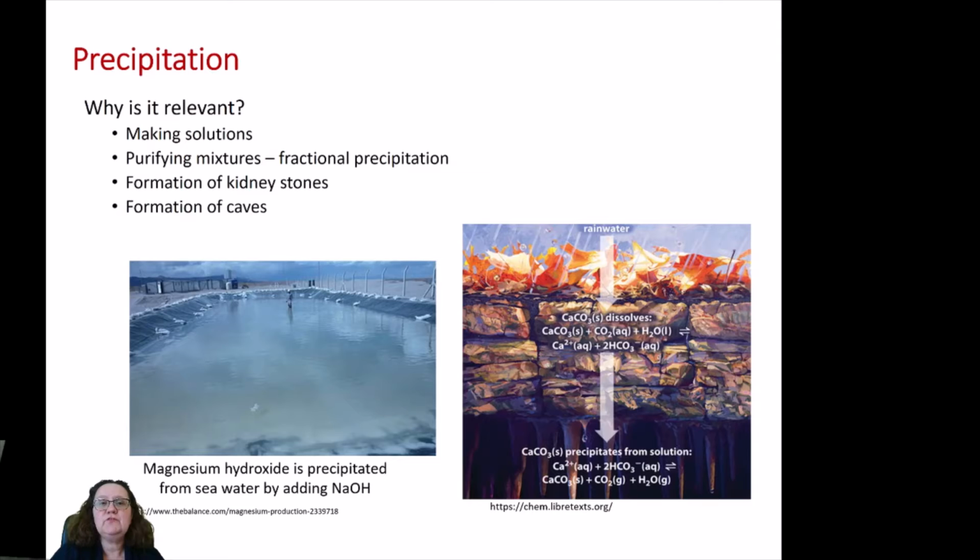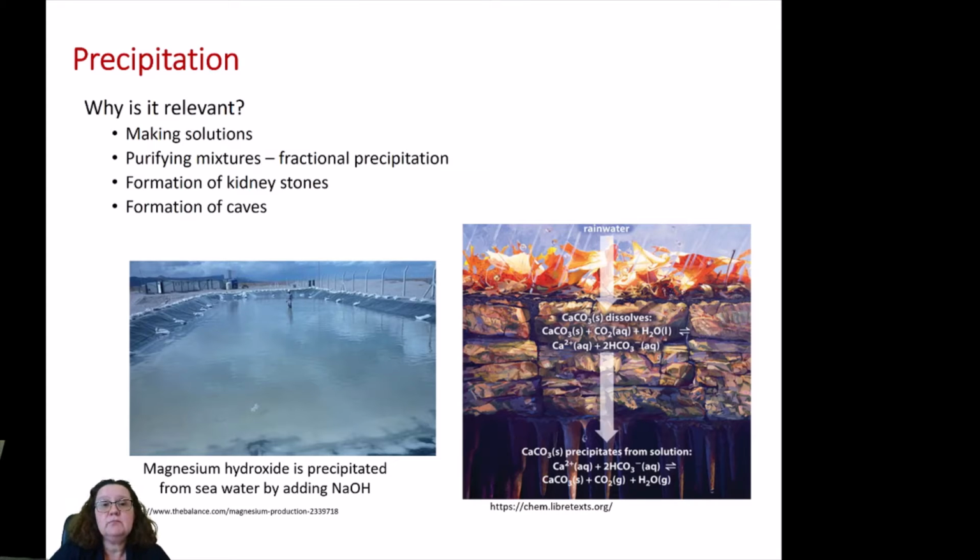So far, we've looked at solubility in terms of dissolving the solid into a solvent, typically water. What about the reverse process? It is called precipitation, and it is also hugely important as an industrial or chemical process of purifying mixtures, for example, by fractional precipitation.